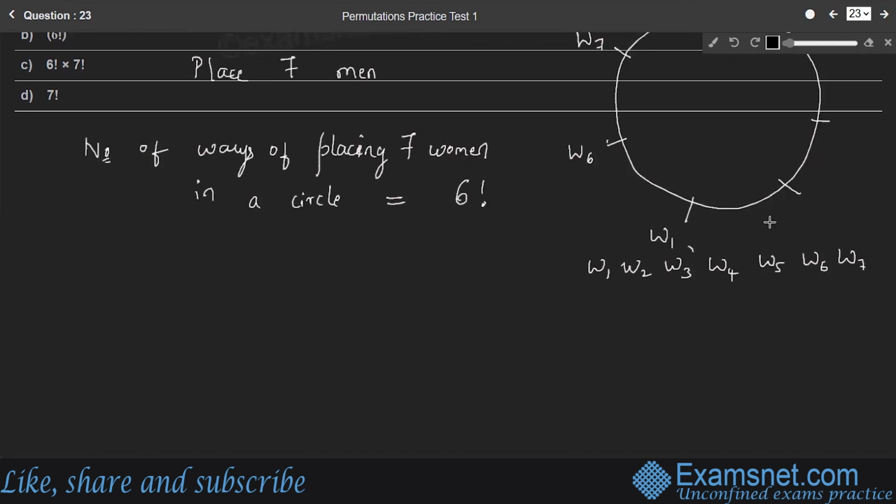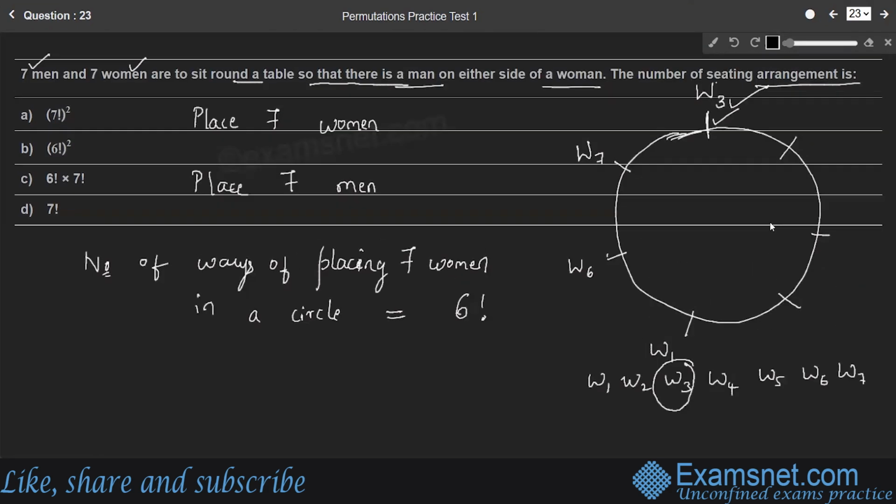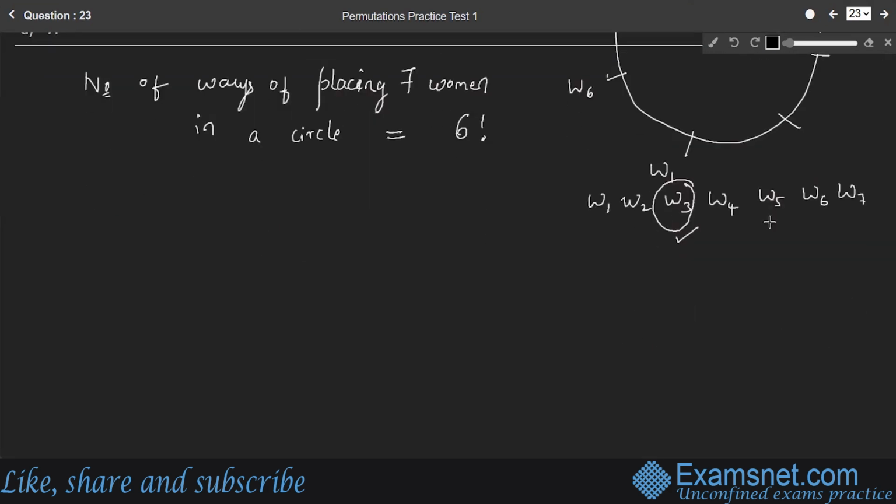So keeping the position of one woman constant, maybe W3, W5, right? Here we have taken W3's position as constant. You can change the position of the remaining 6 women. So you can change the position of W1. Instead of W1, you can place W6 here. You can place W4 in place of W2, or you can place W1 in place of W4, like that. In 6 factorial ways, we can change the position of the 6 women, right?